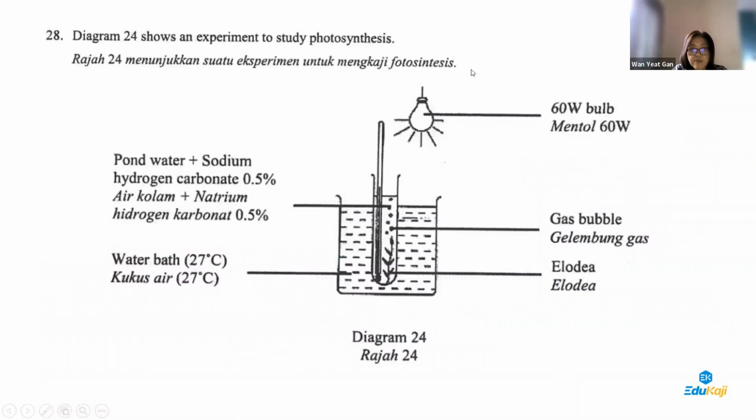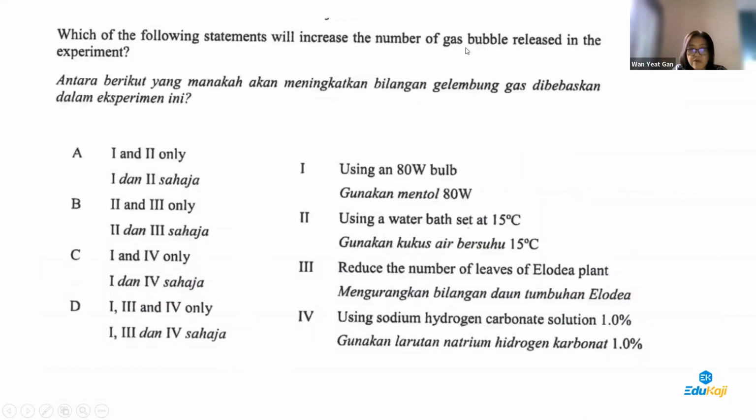Diagram 24 shows an experiment to study photosynthesis. So you can see here there's sodium hydrogen carbonate at 0.5%, a 60 watt bulb, and a water bath set at 27. Which of the following statements will increase the number of gas bubbles released in the experiment? Now the gas bubble is released because of the process of photosynthesis, and the gas bubble is oxygen. So to increase the rate of photosynthesis is to use a higher watt for the bulb.